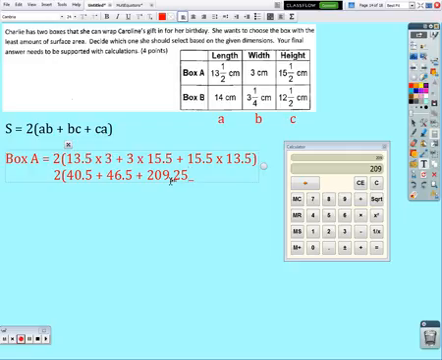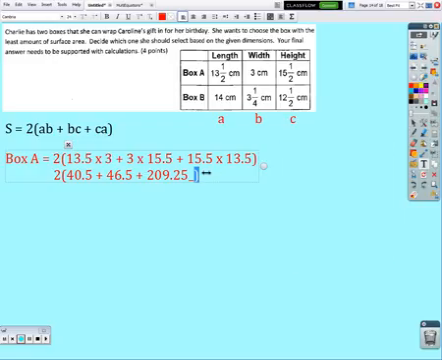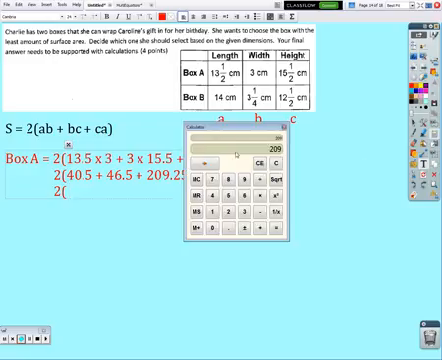What must I do inside the parentheses first, before I do anything outside the parentheses? Add them. Why is my keyboard not working now? Alright, let's see. So I have to add those. Well, 40.5 plus 46.5 gives me 87. 87 plus 209.25 is what? 296.25? Let me double check that.